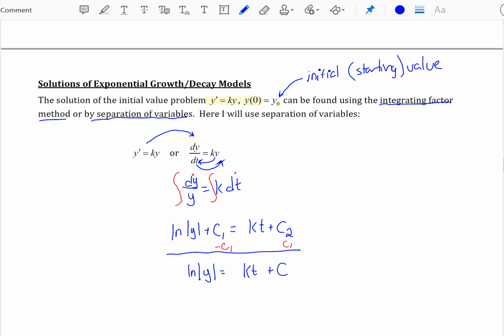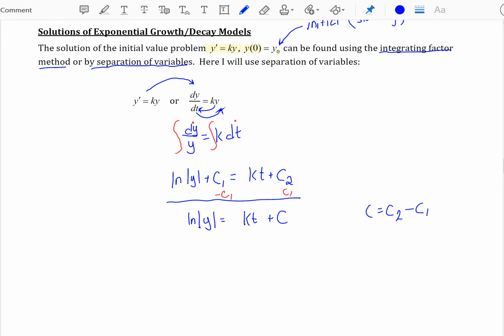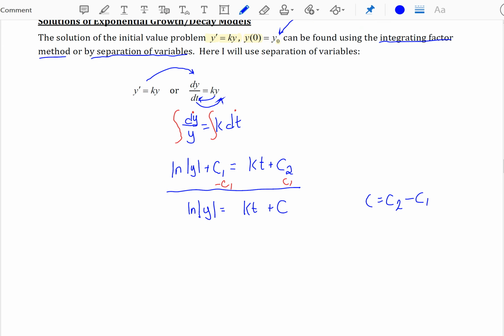Of course, if c2 is some unknown constant and c1 is some unknown constant, then here we're saying c is equal to really c2 minus c1. I'm not going to keep differentiating how my constants change throughout this problem, though, and I will just mention how the constant gets changed.